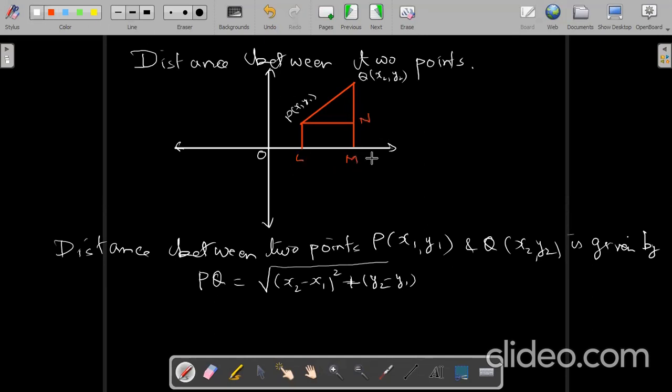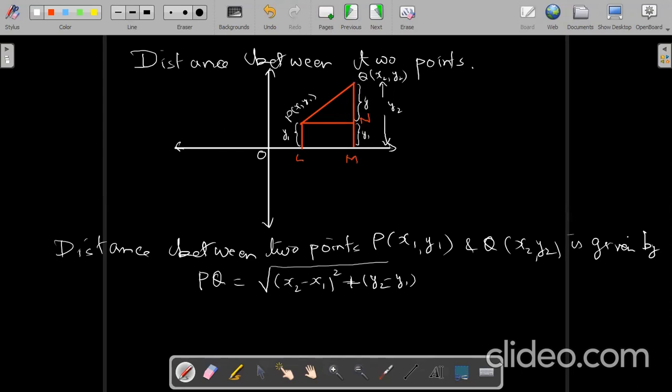Then what will be the distance of Q to M? If you drop a perpendicular from Q to M, this is the Y coordinate. Correct. From here, this is y2. This distance is y2. Similarly, this distance is y1. If you want to find QN, this will be equal to y2 minus y1. This QN distance will be y2 minus y1.